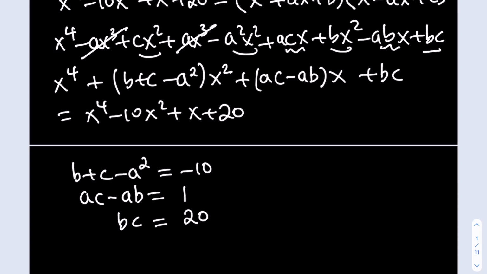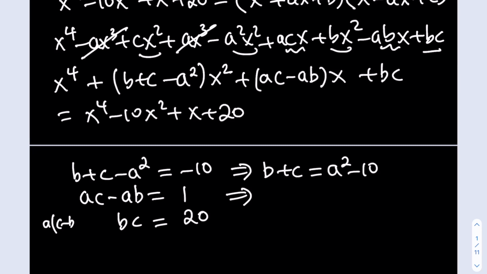Awesome. Now, how do we solve this system? We're going to be doing some manipulations here. I'm going to isolate b plus c. That's going to be a squared minus 10. From here, I can take out the a in a times c minus b, so it's going to look like this. And then I'm going to divide both sides by a. That's going to give me c minus b being equal to 1 over a. Now, this is a good thing to have because we're going to use this to solve our system. How? Okay.